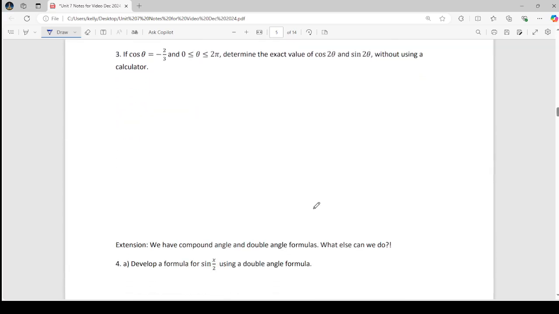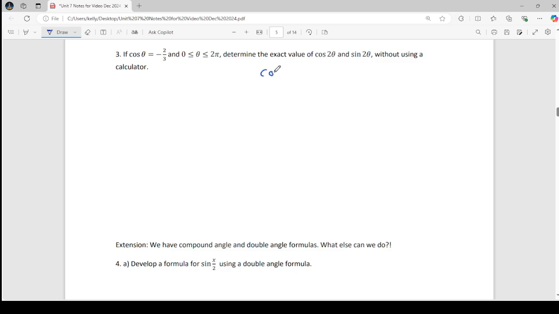Okay, this is a similar question that we were given in the first lesson. So we're told that cos theta, we're given its ratio, but we don't know which quadrant theta is in. It could be in any of the 4 quadrants. And we want to find the exact values of cos 2 theta and sine 2 theta, without using a calculator. So no actually finding the angle.